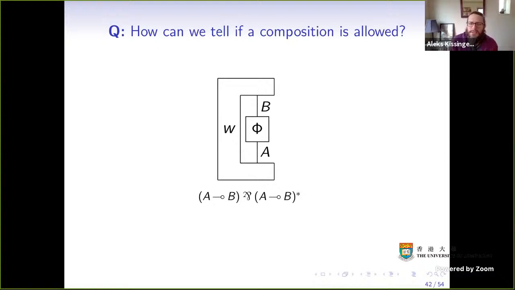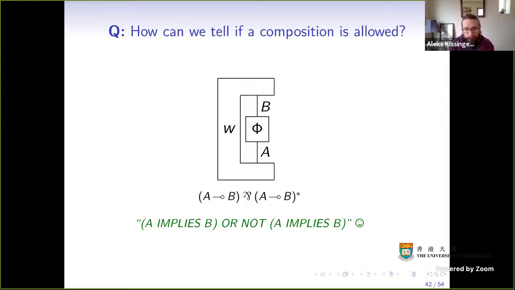Okay, now here's what you might think is kind of a related thing. Here I have a process being plugged into the dual of a process, which is a two-cone. If I take the logical reading of that, well, that's A implies B or not A implies B. Is it a tautology? Yes. So that's a P or not P, and that's a tautology. This composition is allowed.